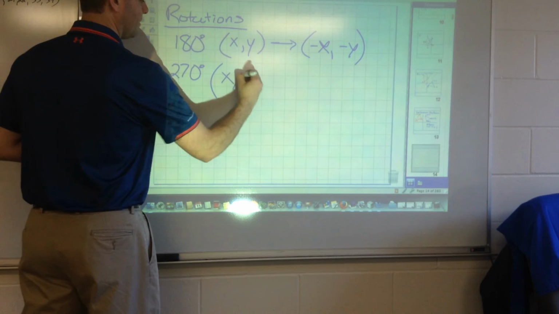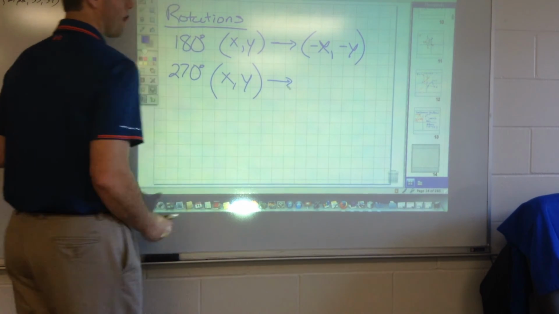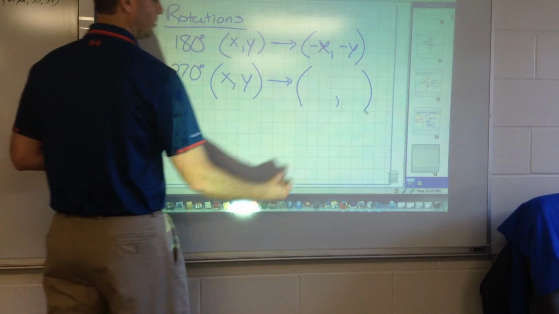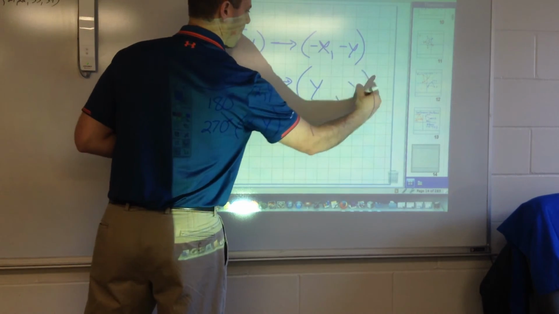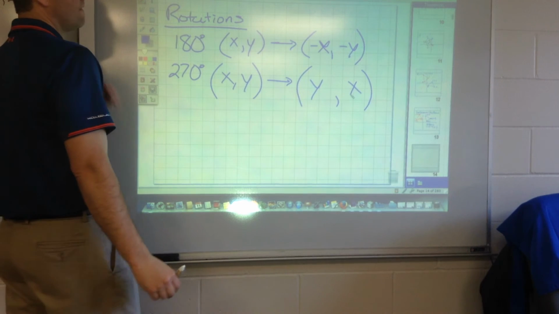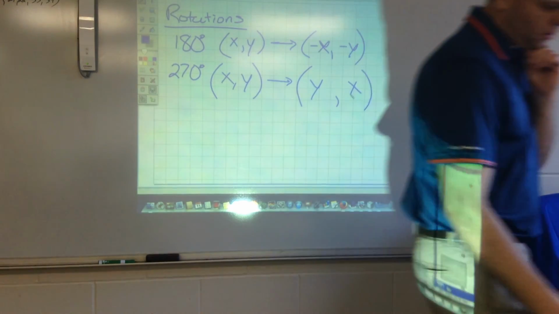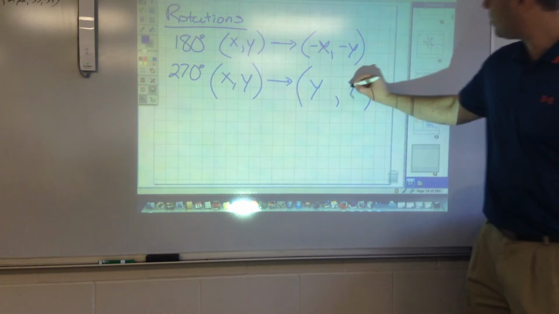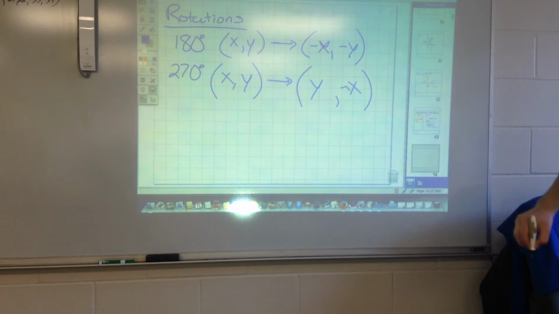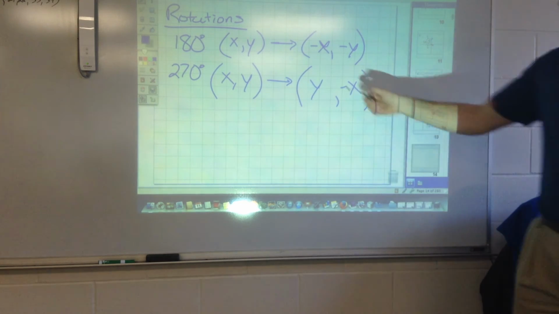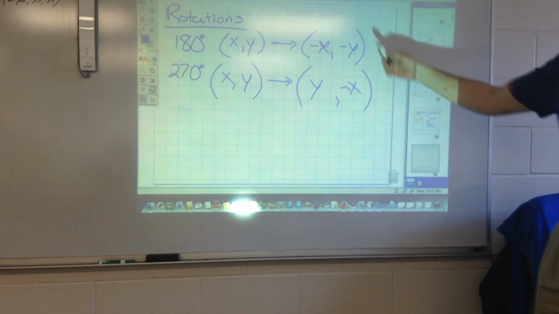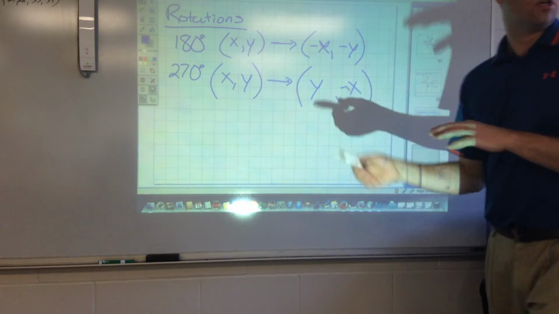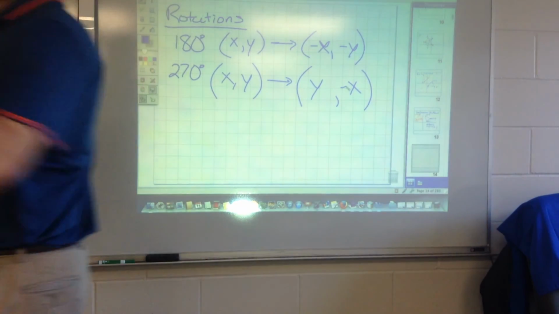And then for 270, I think they have to switch spots. And then this would be negative x. So for a 270-degree rotation, this would be your mappings. But again, I think it's easy. You can memorize these. I think it's easier to just turn your paper that way.